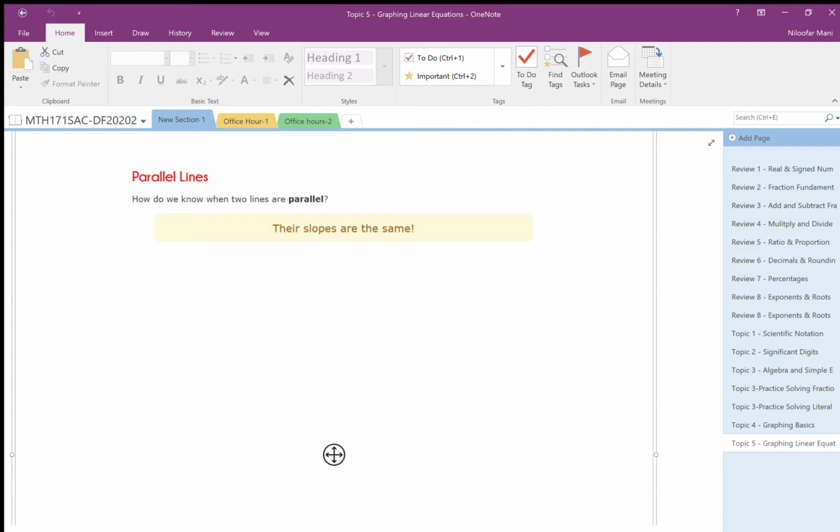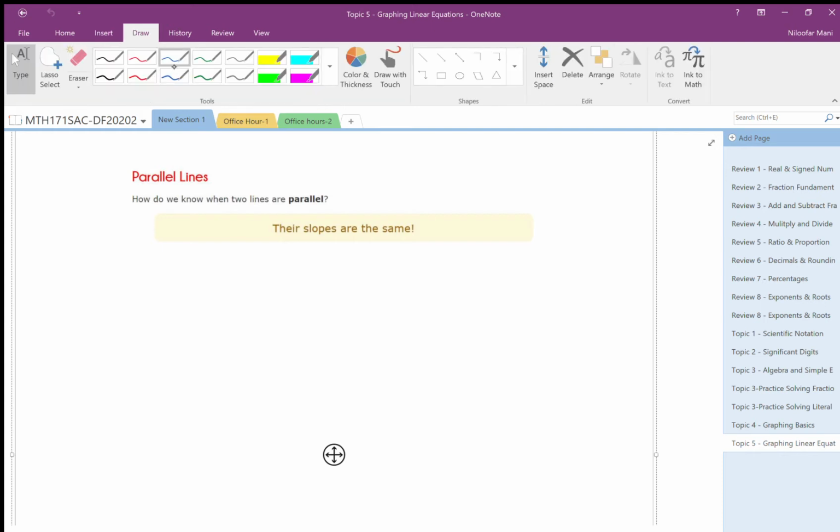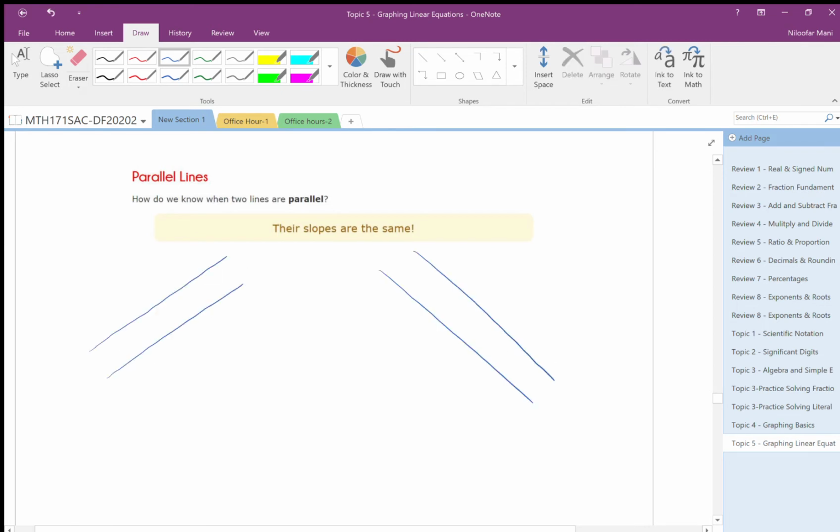I want to just tell you about parallel lines. When I say two lines are parallel, it means they don't touch each other. For example, they are like that, or both of them are like this. And as you notice, they have the same steepness.